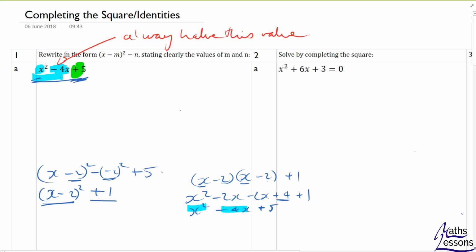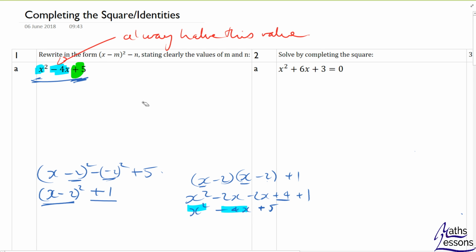So if we remember that when doing this by rote, without understanding, we always write x minus 2 squared, because we always halve that number. We always take that number squared away, so we always take minus 2 squared away, and then we always add the 5. Okay, and that will give me my answer here.